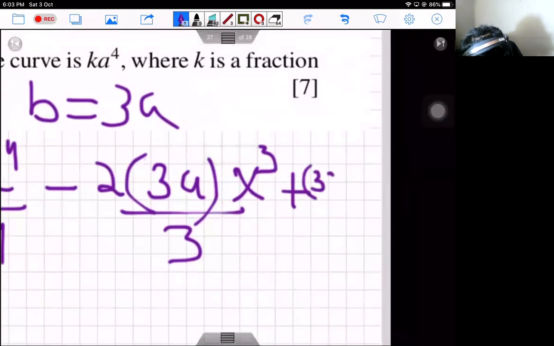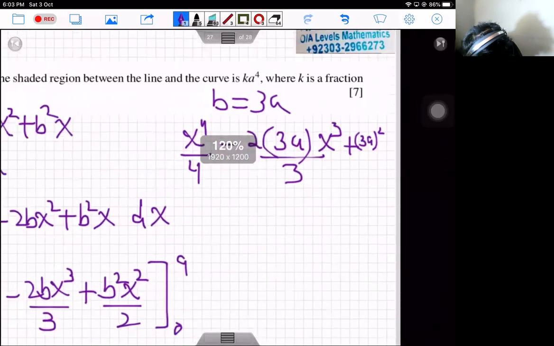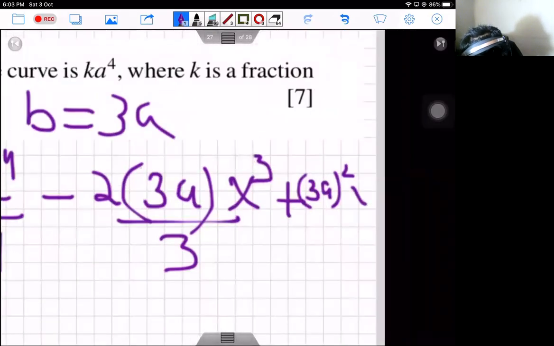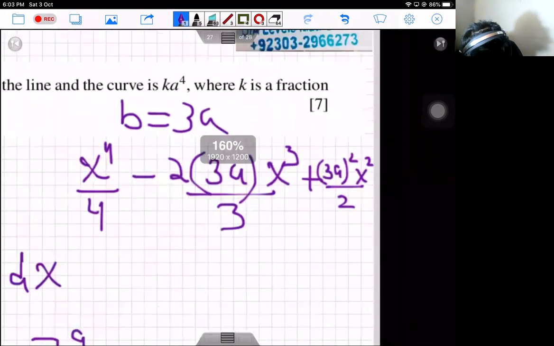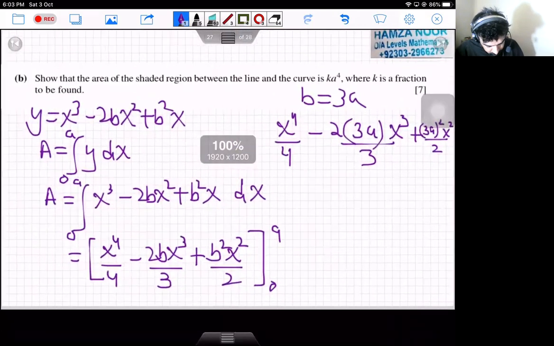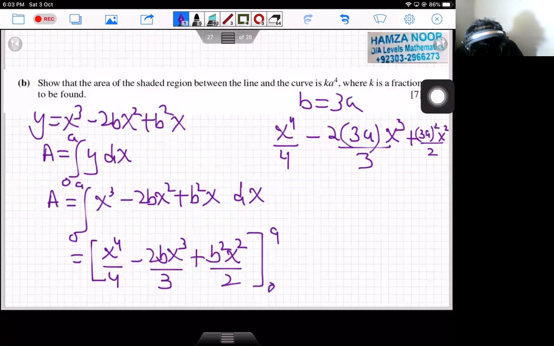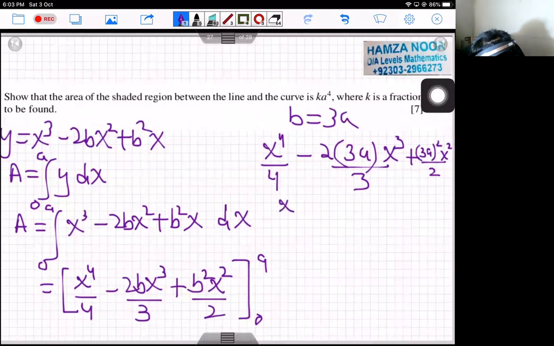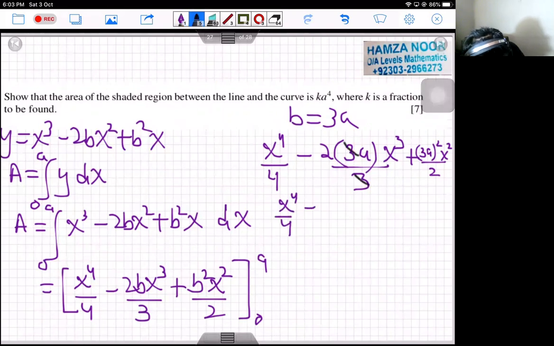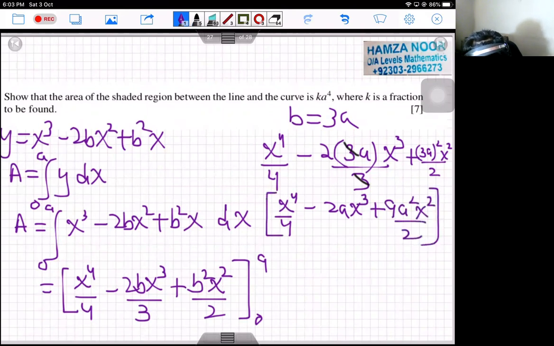I am writing it zooming in a little, 3a whole squared and then x squared and then over 2. Okay, up to here it is understandable. After that, x raised to the power 4 over 4 minus 3 and 3 is cancelled out, so the thing which remains over here is 2ax cube plus 9a square x square over 2, and the limits are from a till 0.